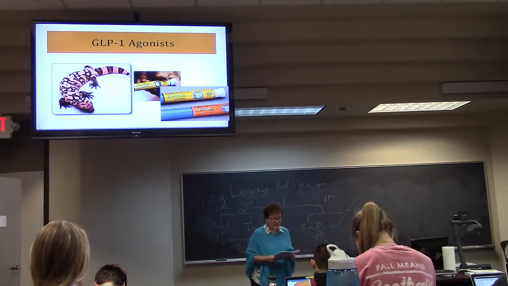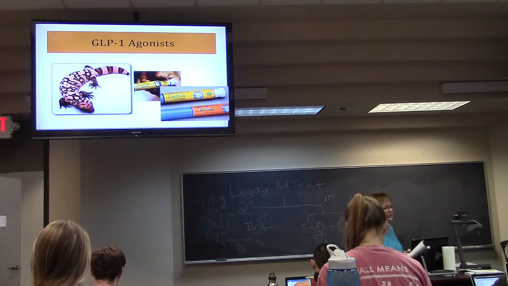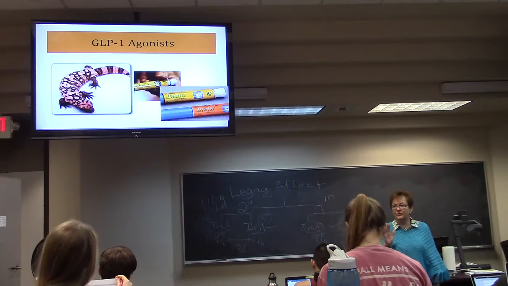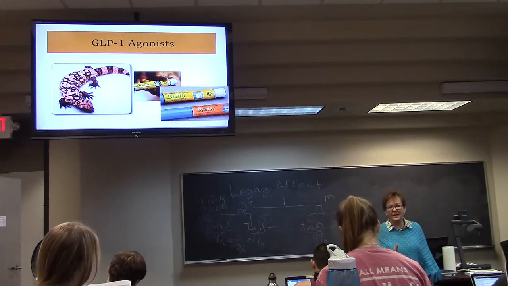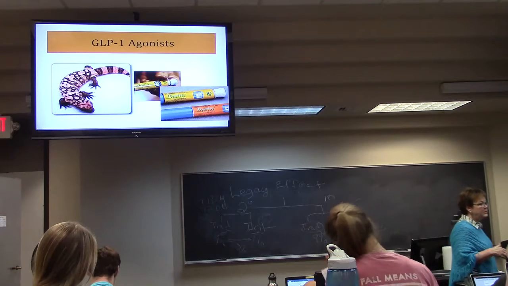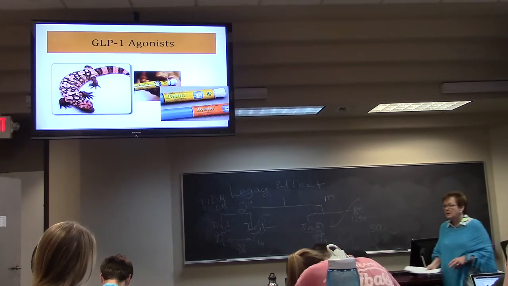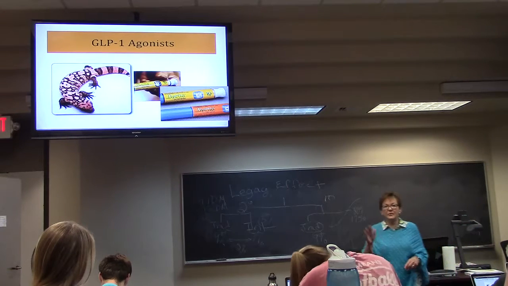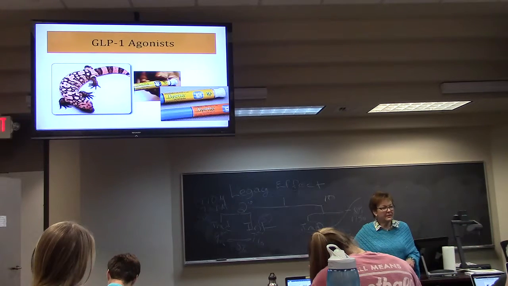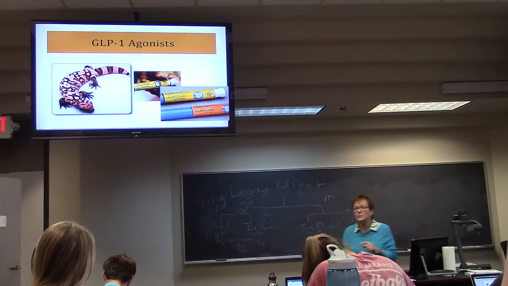Okay, let's move on to the DPP-4 inhibitors. The DPP-4 is an enzyme that inactivates your incretin hormones. So GLP-1, GLP-2 are inactivated by this enzyme. So the thought is that if we can knock out that enzyme, then the natural incretin hormones will stay around longer.